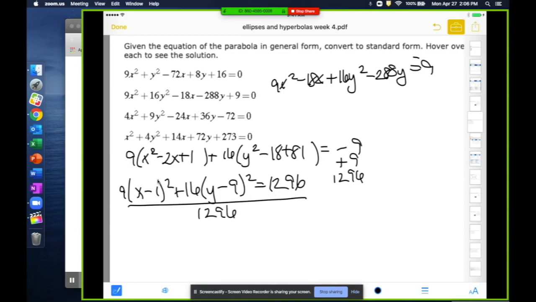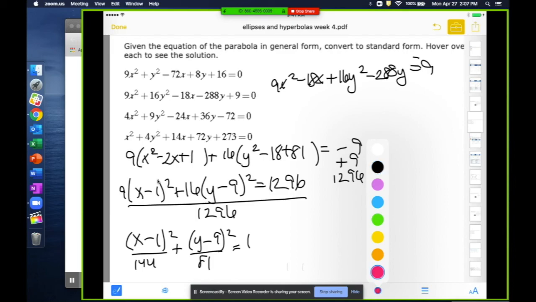Now I have to divide everything by 1296 to get it equal to 1 on the right hand side. Doing some calculator work, 9 divided by 1296 is going to leave me a denominator of 144, and then plus y minus 9 squared on the numerator, and in the denominator 16 divided by 1296 is going to leave me a denominator of 81 equals just 1.